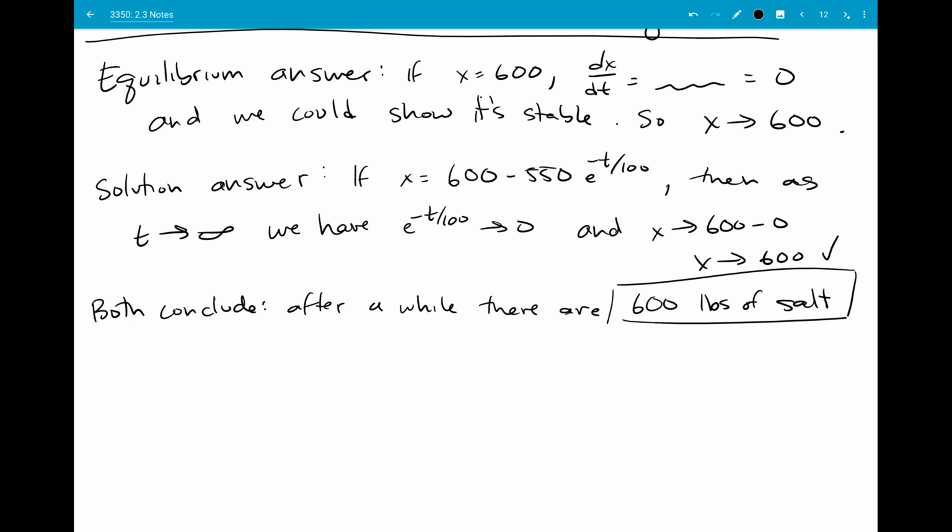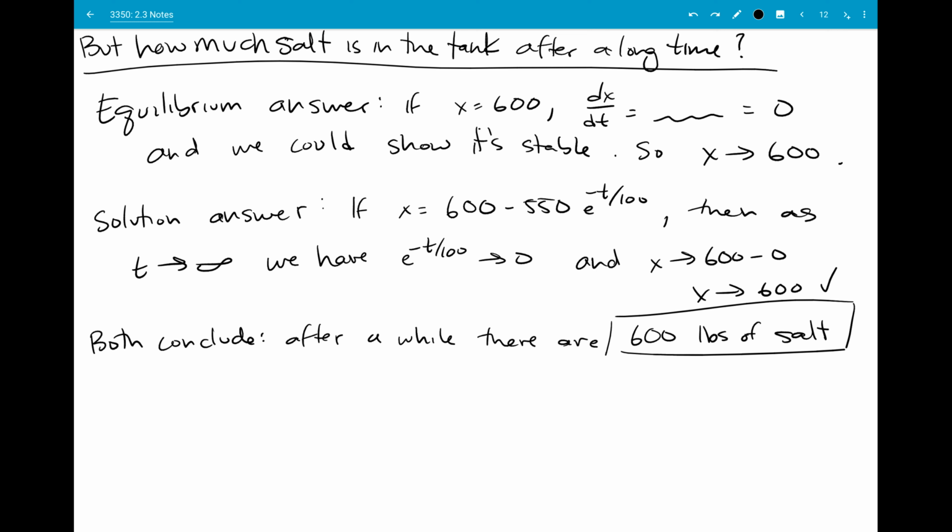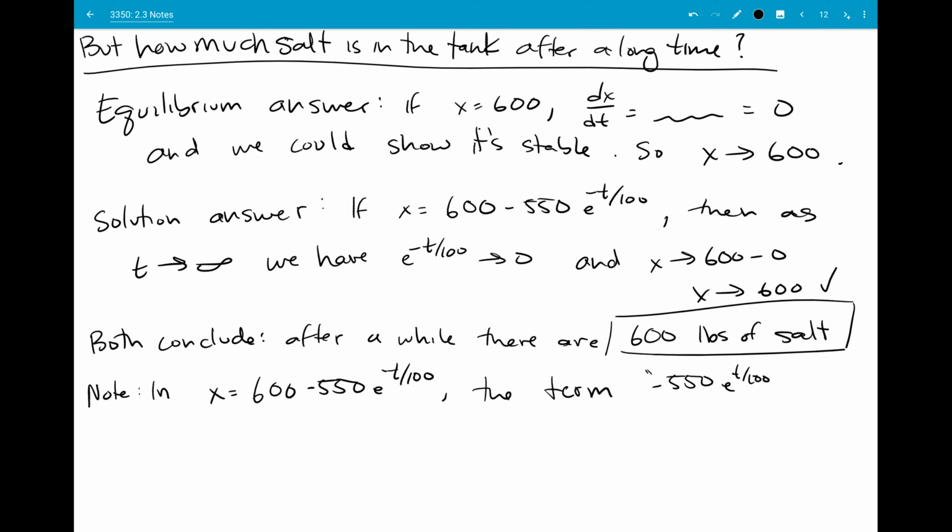That's the answer. But the reason we did it this other way is because there's a special word for the term that goes away as time goes on in a solution to a differential equation. So note, in our solution, x equal to 600 minus 550 e to the minus t over 100, the term minus 550 e to the minus t over 100 drops out as t goes to infinity.